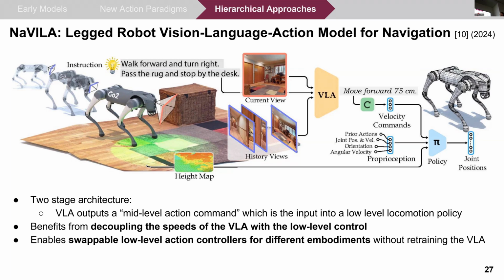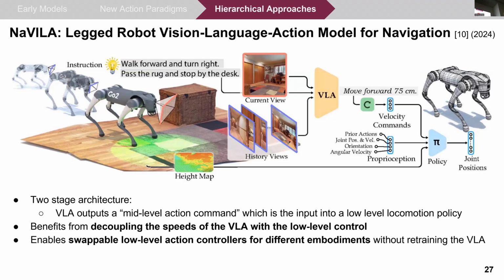So first of all, it allows you to decouple the speeds of the VLA with the low-level action controller. So for quadrupeds or aerial vehicles or humanoids, you might need faster control to stabilize the platform than the VLA in its current state can actually provide for you at inference time. So you've managed to decouple those with this two-stage architecture, and you get continuous outputs as part of this without having to worry about which action head you're using on the model. You also get the benefit of having swappable low-level action controllers for different embodiments without needing to retrain the VLA.